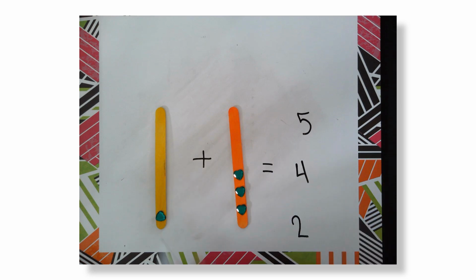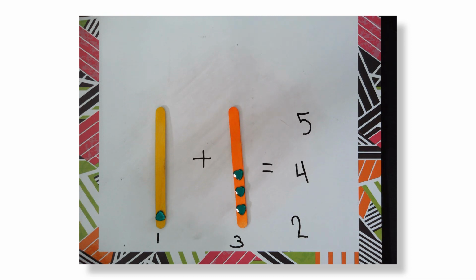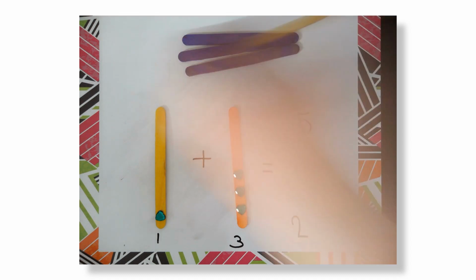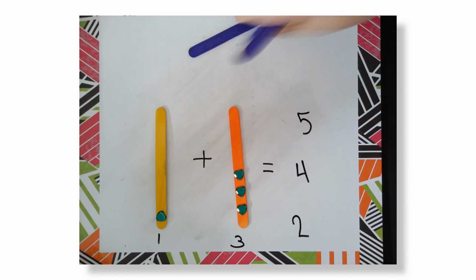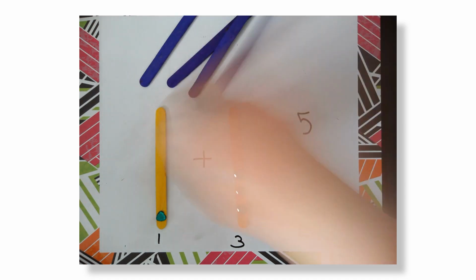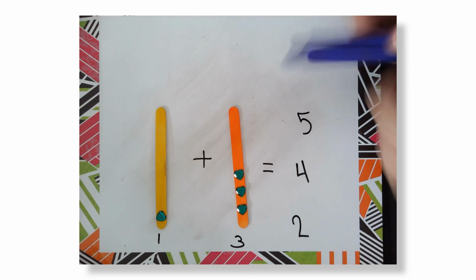1 plus 3 equals how many? And I might give multiple manipulatives of popsicle sticks, right? So that they have something tangible in their hands that they can use. So there's 1, and then this one is 3. And if we put them all together, how many do we have?